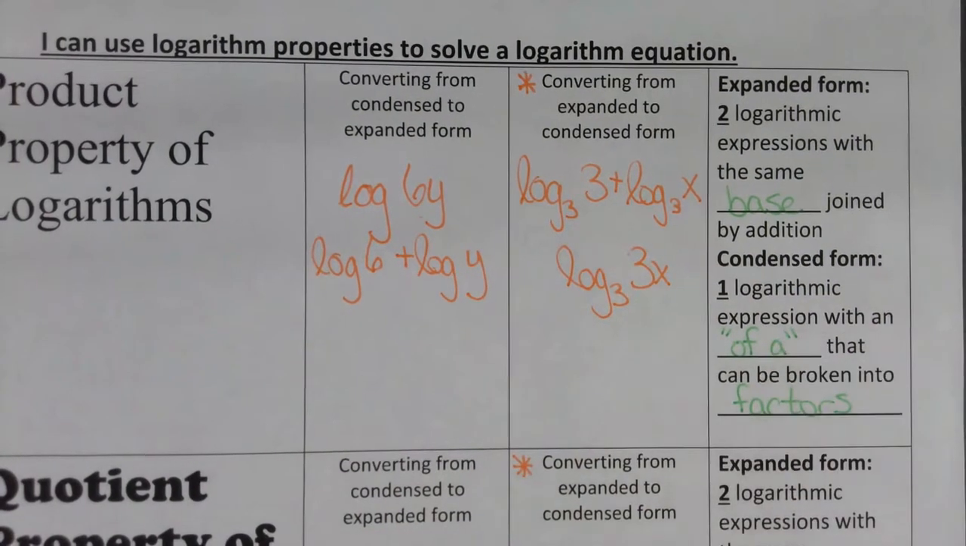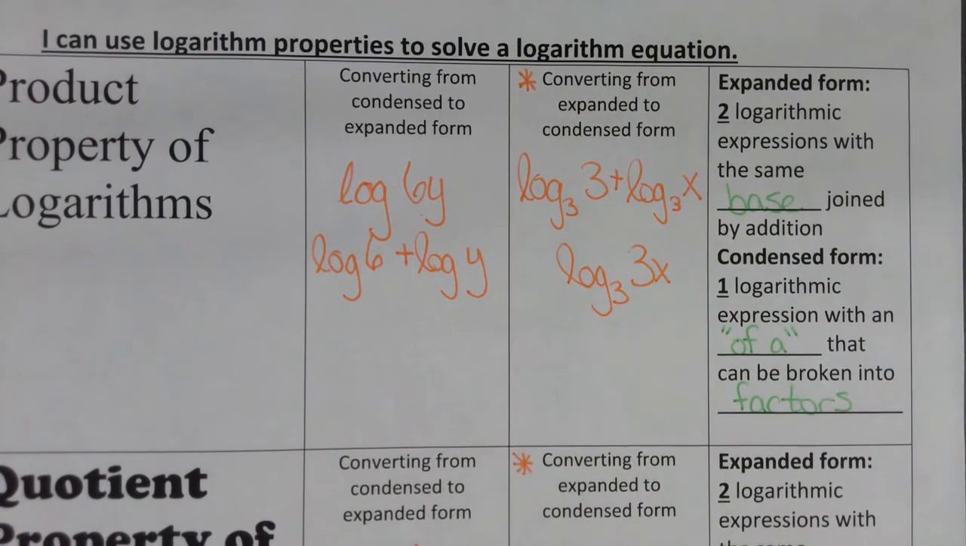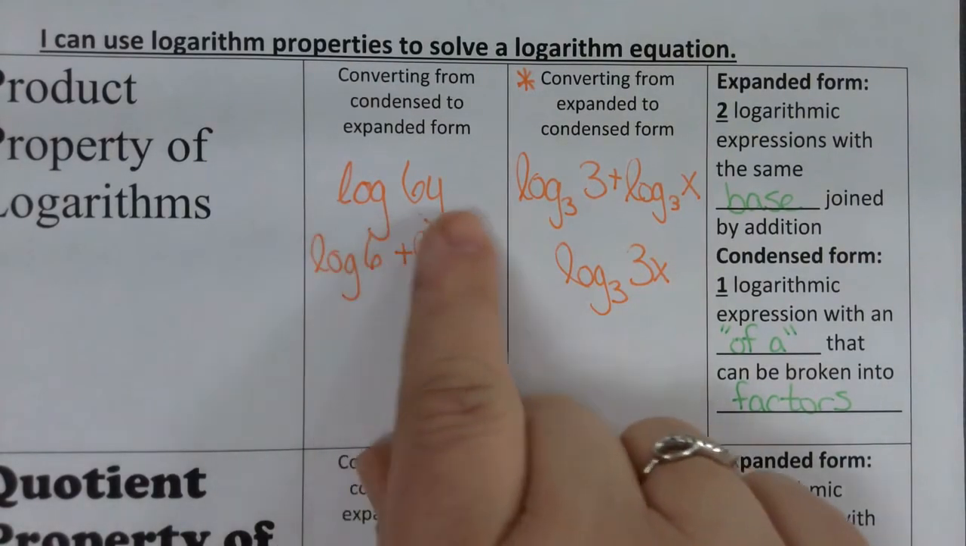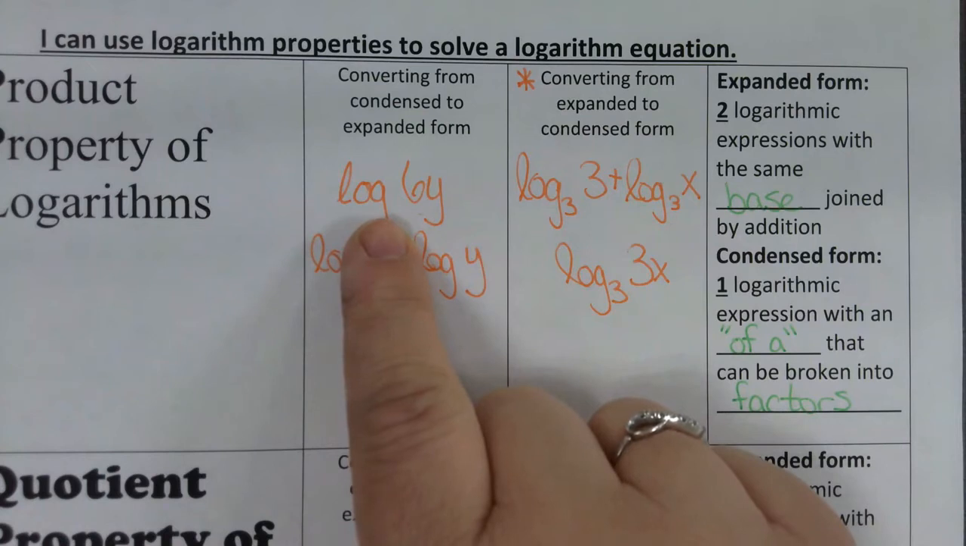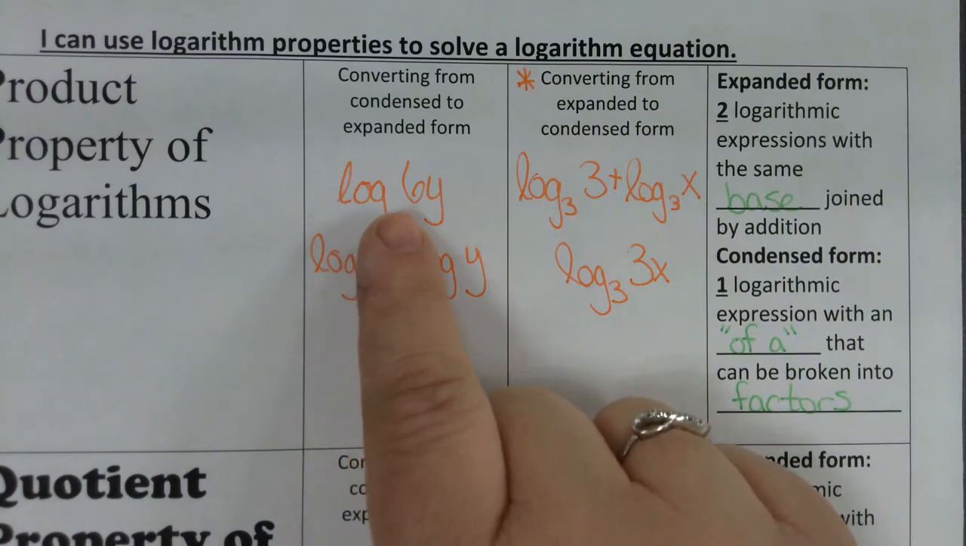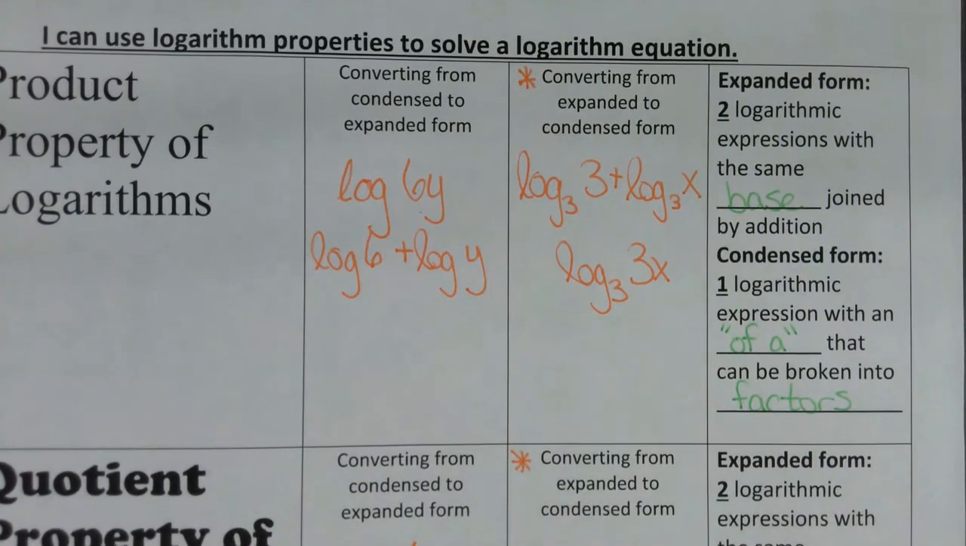Condensed form has one logarithm expression with an of number that can be broken into factors. So this is an example of a condensed form of product property. Remember, the base, when it's not written, is 10. Now to move in between these forms, that's what's going to really propel us forward and be able to solve logarithmic equations. You need to be able to move fluidly between one form and the other.